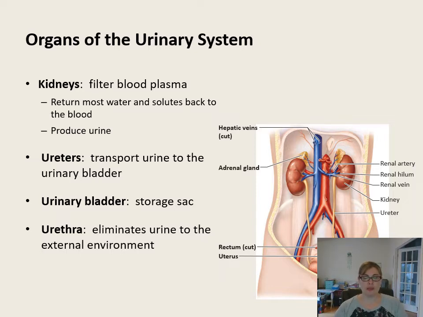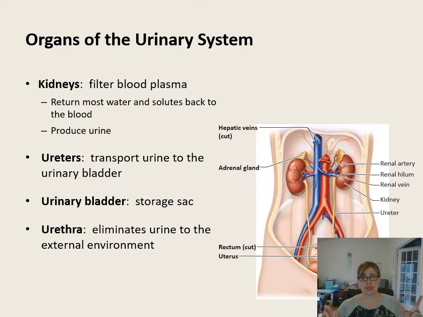So the water and solutes, which are things that are dissolved in the water, not all of them, but most of them will return back to the blood. A lot of them we'll talk about in a little while. And then the kidneys pretty much concentrate this waste that they've sorted, and so they make urine, which we call filtrate for a while, but we'll get to that.